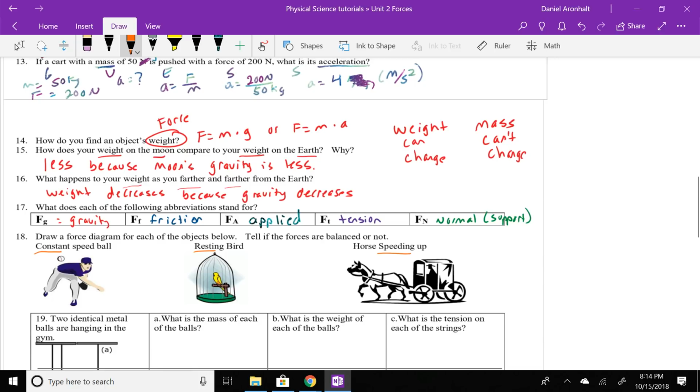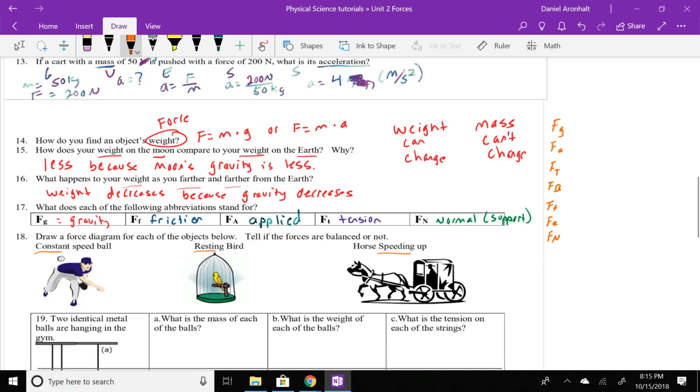So my class knows there's 6 rules or so that I go through when we're doing these force diagrams. In order to do them, we need to list out all of the 7 forces. We have F sub G, gravity, F sub A, applied, F sub T for tension, F sub B for buoyancy, F sub F for friction, F sub E for elasticity, and F sub N for support or normal.